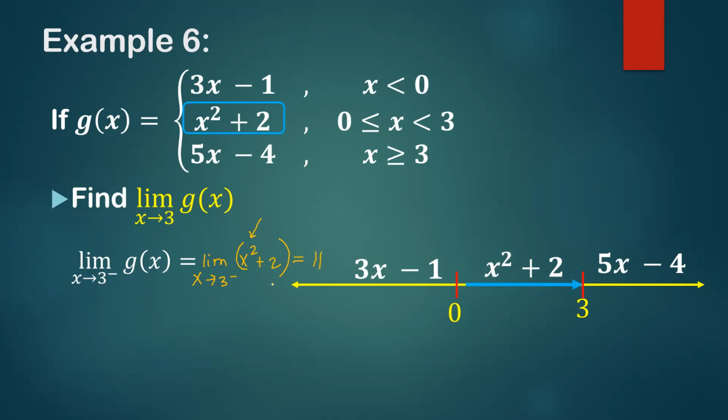Okay. Now if we have the limit as x approaches 3 from the right of the same function, we have this behavior of our x. So we're going to consider this for our value of the function.